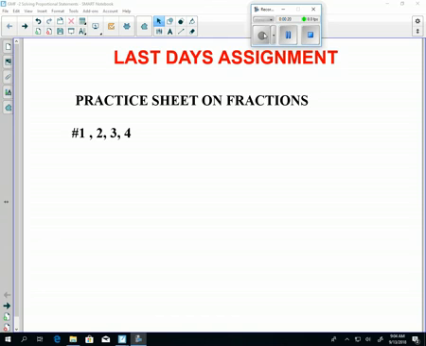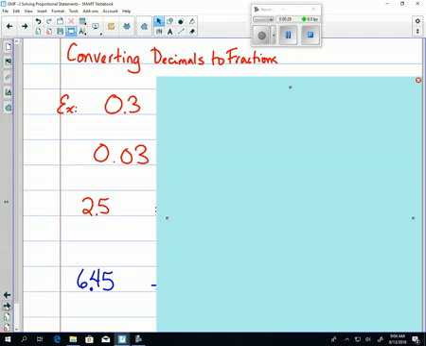Today, we're going to pick up on just reviewing some of the things that we use with fractions. So we're going to look at what our lesson for today is, and it's converting decimals to fractions. This is what we need to know when we do proportional statements.